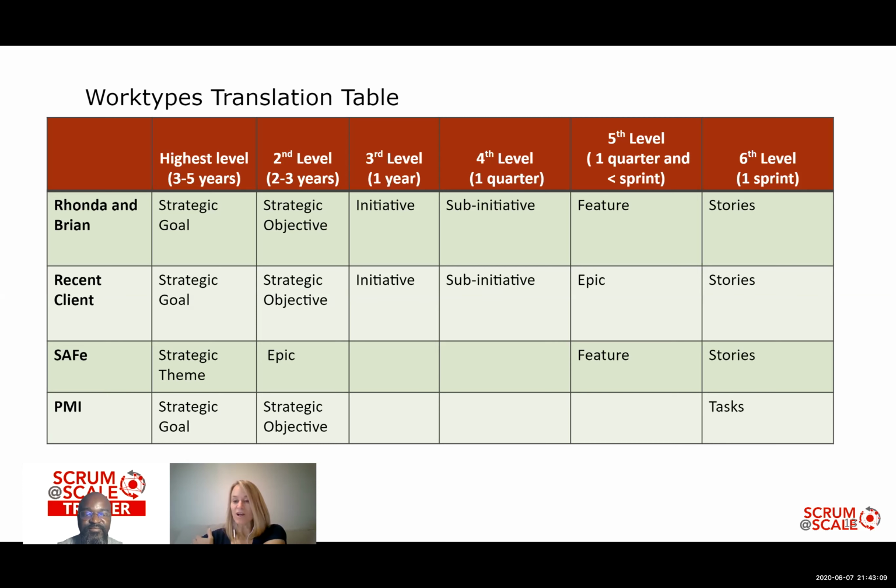And so really, I wouldn't get hung up on the terms so much as just making sure that the practice is happening with the time frames and the decomposition in place. Yeah, the more important thing is to keep in mind that the size of these value containers should be proportional to the span of control that you have within the organization.